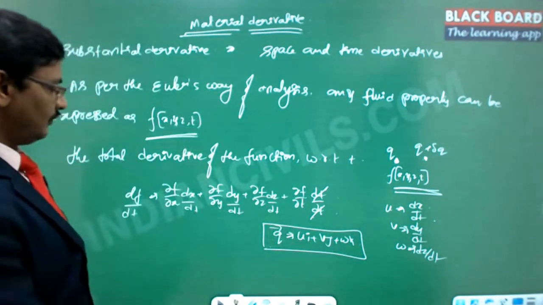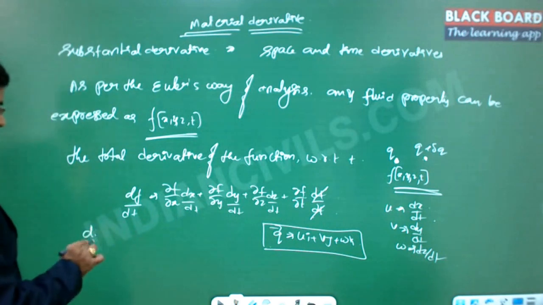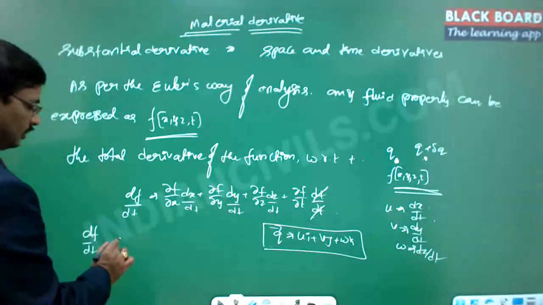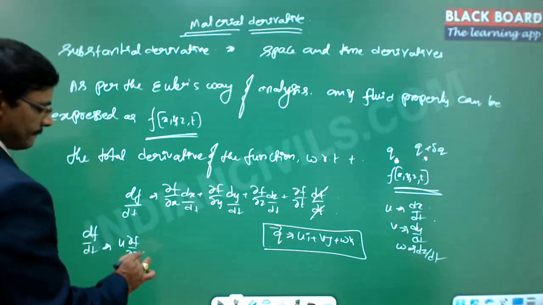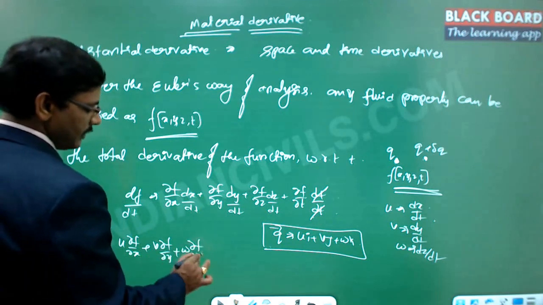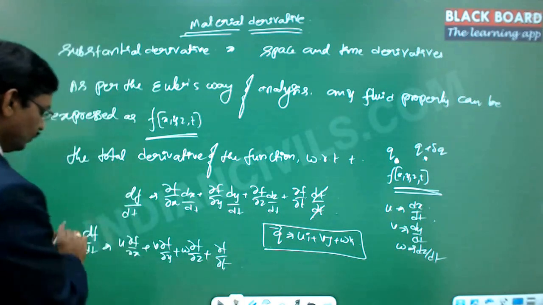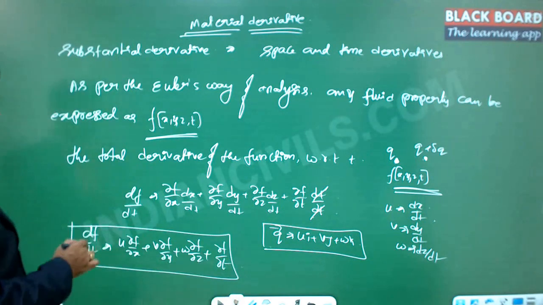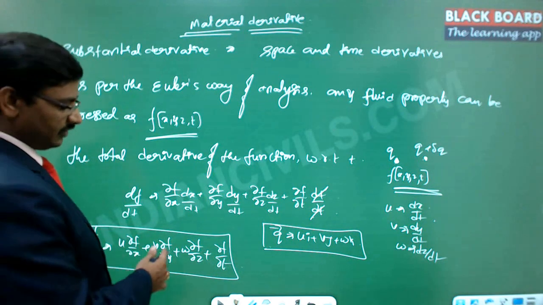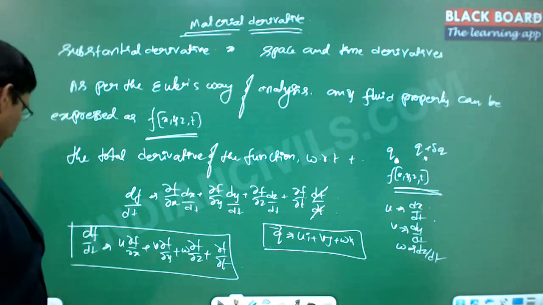Now if you try to carefully understand this, df by dt can be written as, dx by dt can be replaced with u. So this is u dou f by dou x plus v dou f by dou y plus w dou f by dou z plus dou f by dou t. So this is how you can express the value of df by dt as u into dou f by dou x plus v into dou f by dou y plus w into dou f by dou z plus dou f by dou t. Now this we'll put in a different manner.